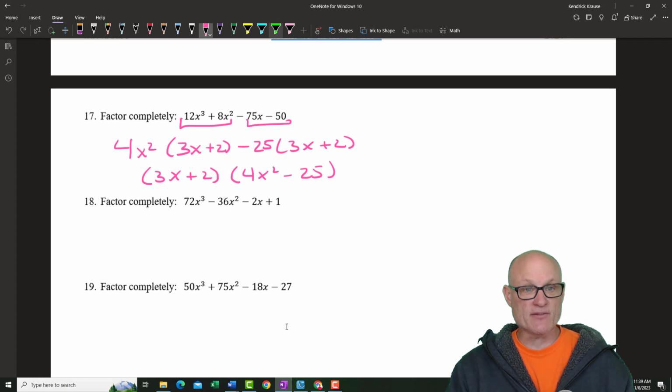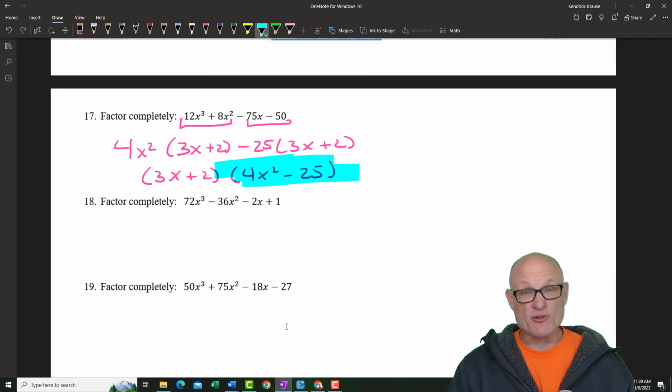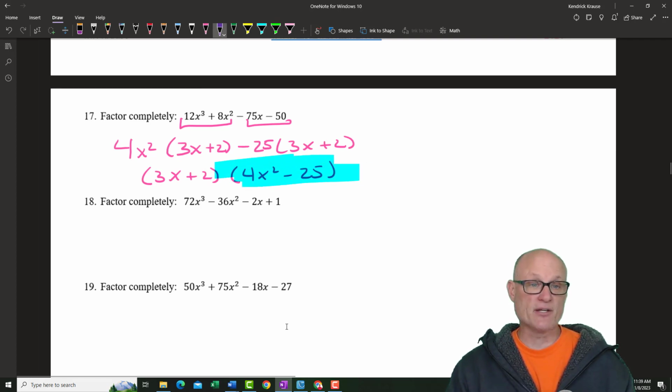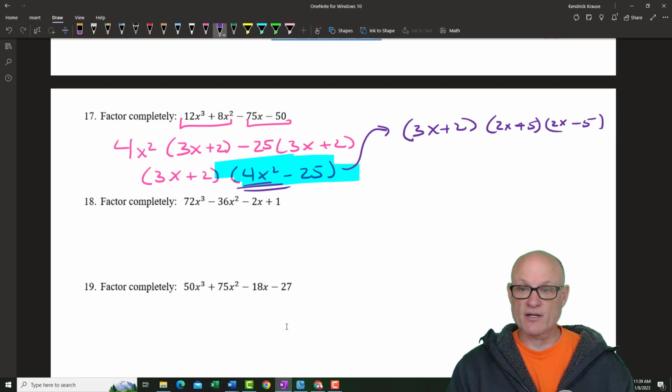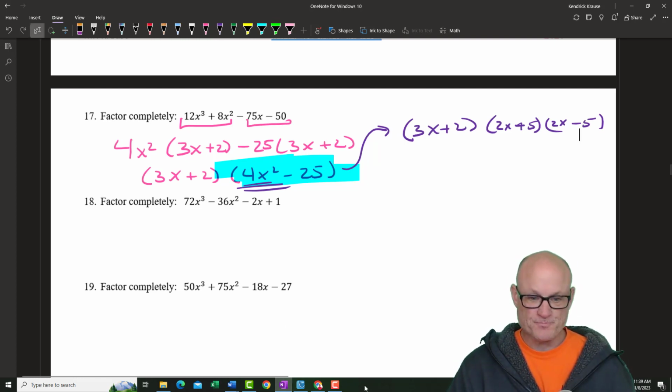But I recognize this as the difference of perfect squares. So I'm not done. I got to keep factoring. So my final answer is 3x plus 2, and then two sets of parentheses. What multiplies the 4x squared? 2x and 2x. What multiplies the negative 25? Plus 5 and minus 5. All right, I'm going to stop there. I'll come right back.